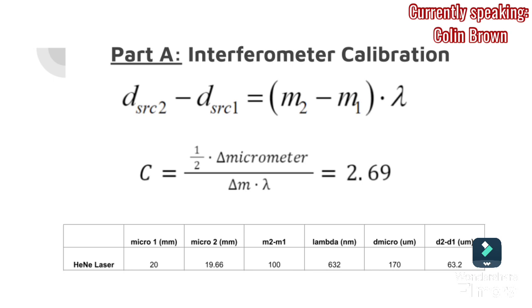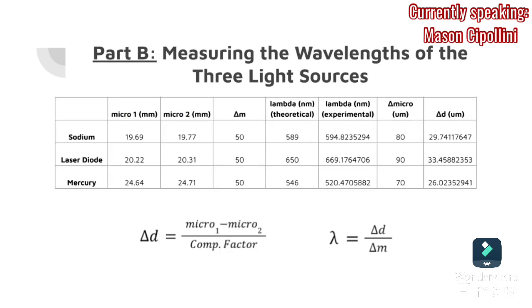The equation for the calibration factor is derived from the first equation on screen, which relates the movement of the mirror to the fringe order. Now that we have our calibration factor, we continue into Part B, where we measure the wavelength of various sources.